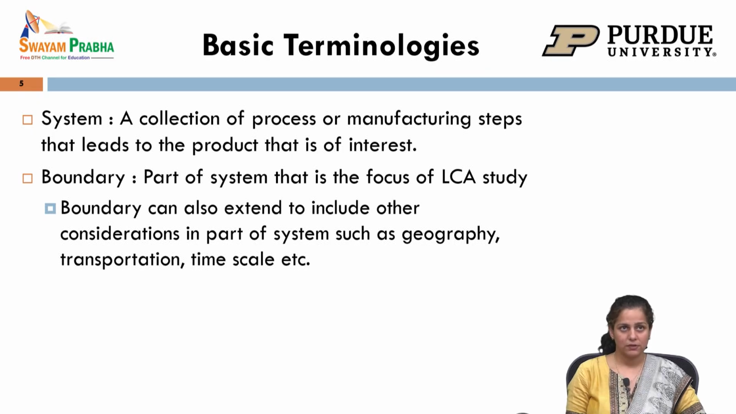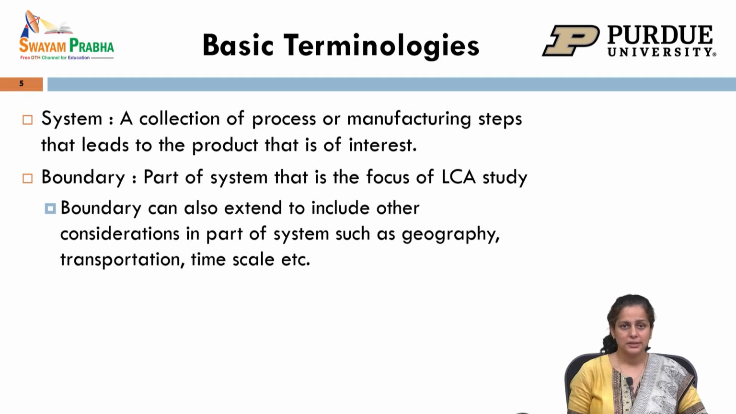System is technically defined as a collection of processes or manufacturing steps that leads to the product that is of interest. So, all the processes, whether it is chemical, physical, or even the complex manufacturing process, they all can together form a set for the system that we study in LCA. So, when you think about any specific LCA, we think about the whole system, which is an assembly of all of the processes that are going into the manufacturing of that product.